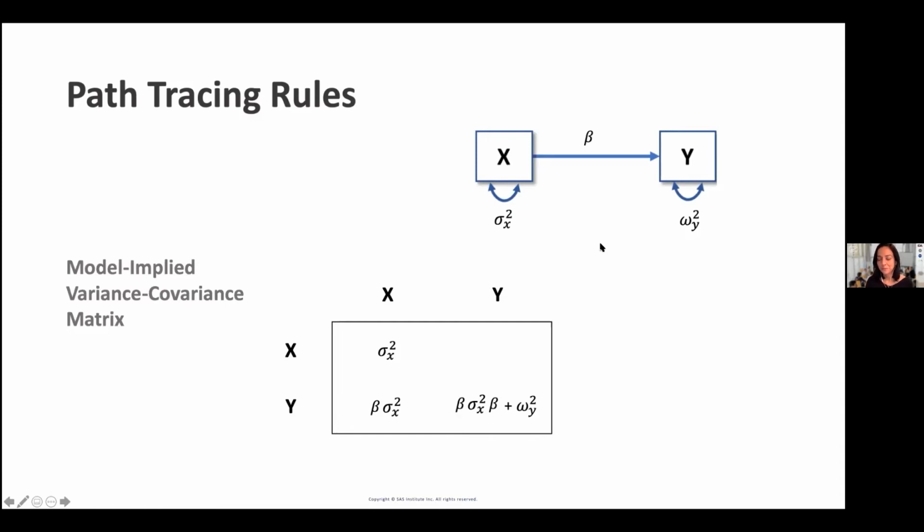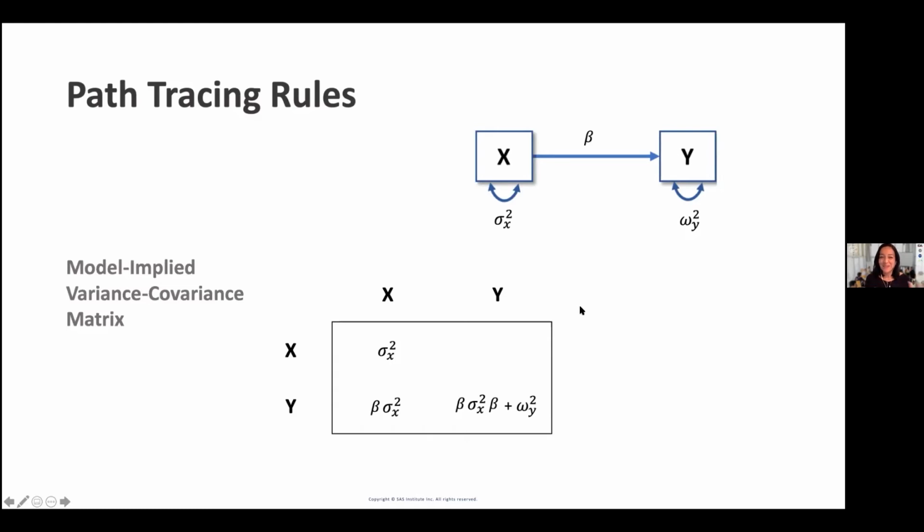And there's one more way in which we can leave and come back, which is through this double-headed arrow, just like we did with x, right? And so that's an alternative way to leave and come back. Therefore, we're going to sum that first way in which we did it with omega squared y, which is the residual variance of y.